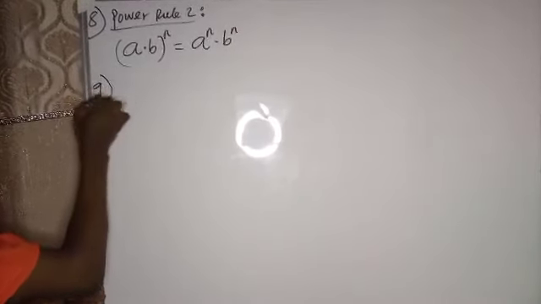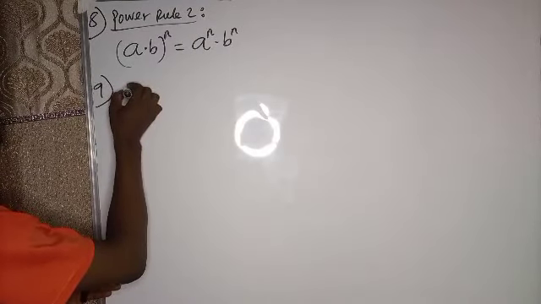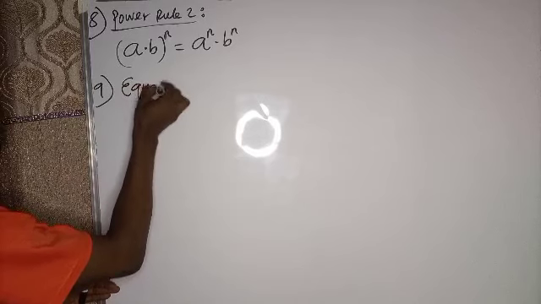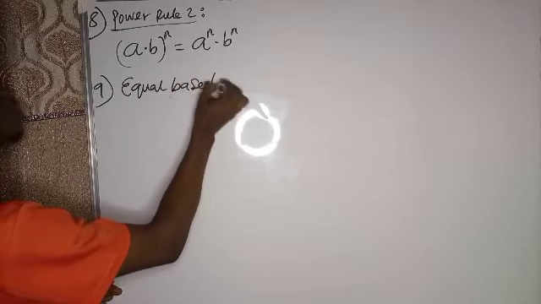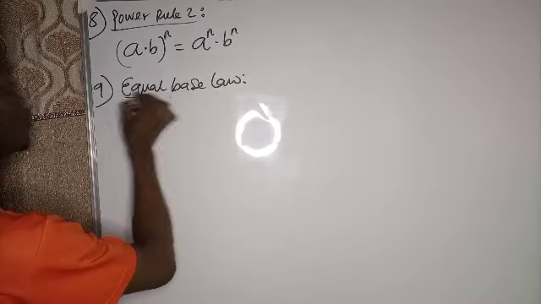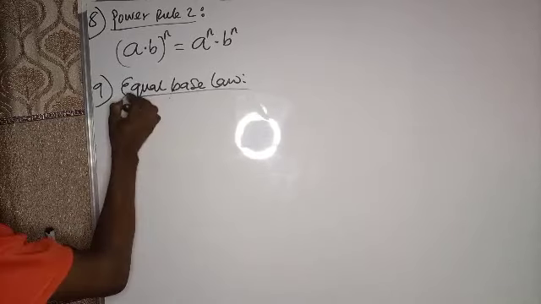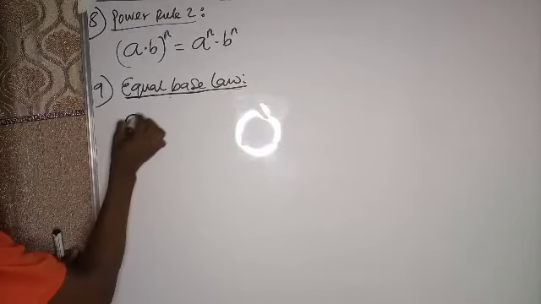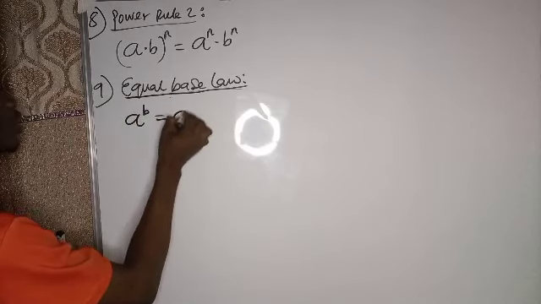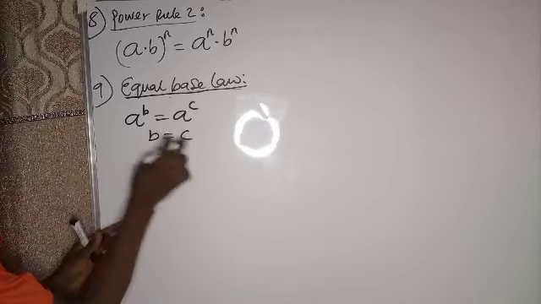Then number 9, equal base law, is this rule. It's telling us if you have a raised to the power of b is equal to a raised to the power of c, the bases are the same, you equate the power. B is equal to c.